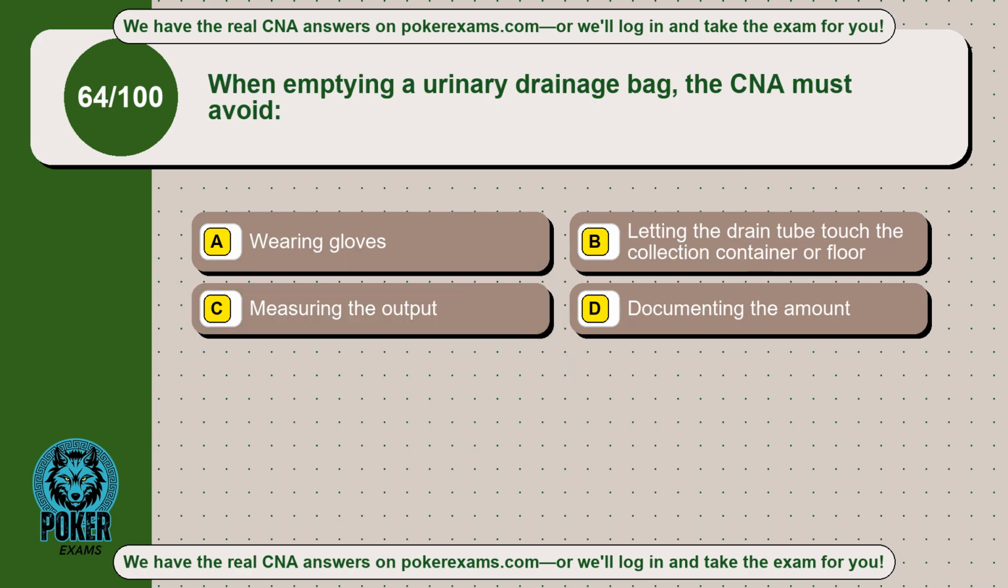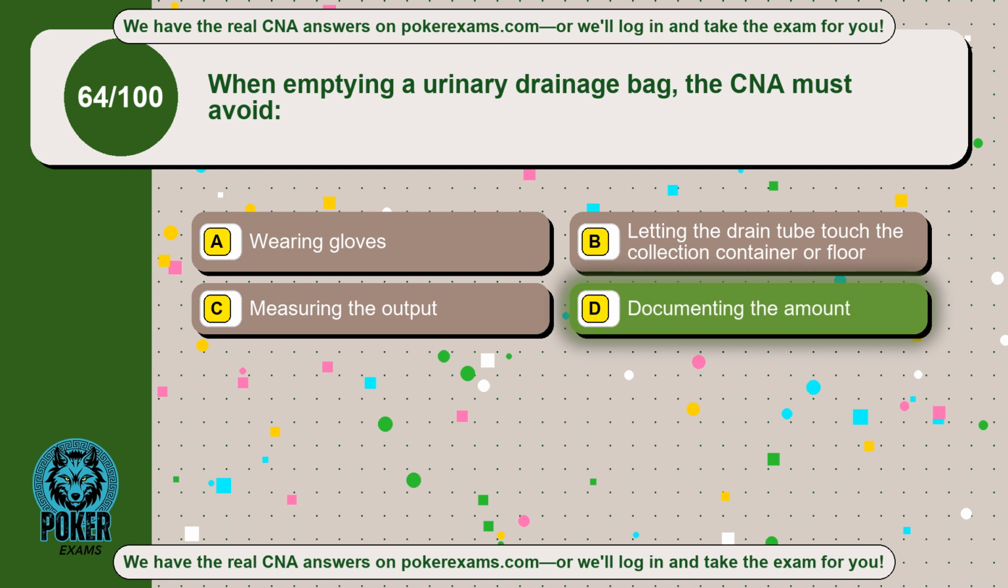Question 64. When emptying a urinary drainage bag, the CNA must avoid: Option A, wearing gloves. Option B, letting the drain tube touch the collection container or floor. Option C, measuring the output. Option D, documenting the amount.